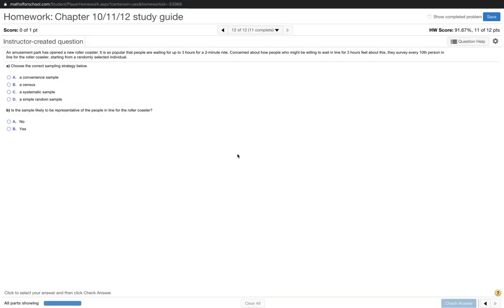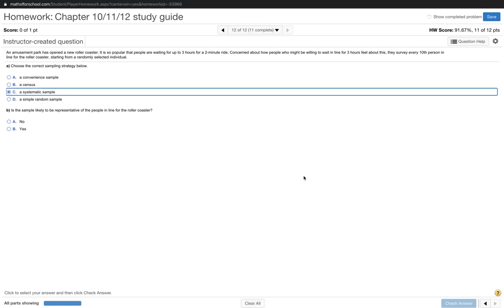All right, and we're down to our last one. An amusement park has opened a new roller coaster. It is so popular that people are waiting for up to 3 hours for a 2-minute ride. Concerned about how people who might be willing to wait in line for 3 hours feel about this, they survey every 10th person in line for the roller coaster. That is a systematic sample. The system is every 10th person.